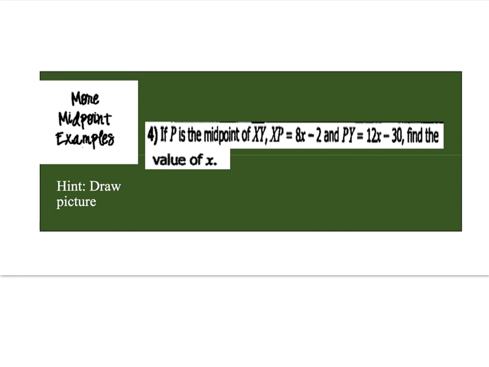All right, this one says if P is the midpoint of XY and XP is 8x minus 2 and PY is 12x minus 30, find the value of X. Well, we notice now that we don't have coordinates. So what do we do when we don't know what to do? We draw a picture. So here we go. P is the midpoint. So I'm going to go ahead and put P here. It's the midpoint of segment XY.